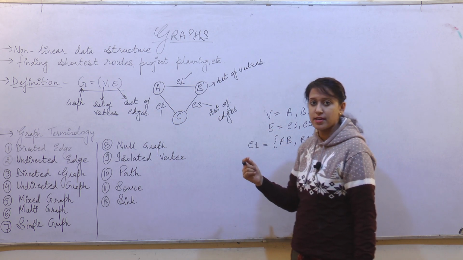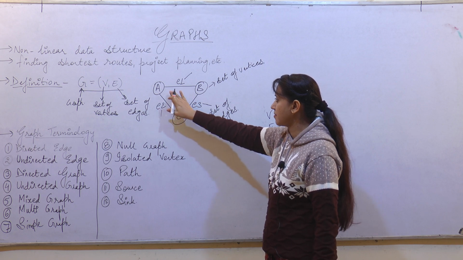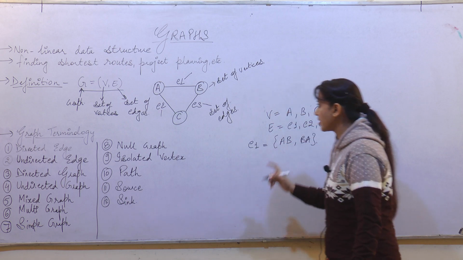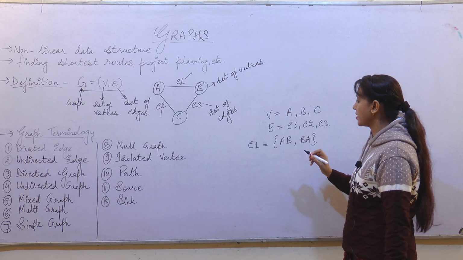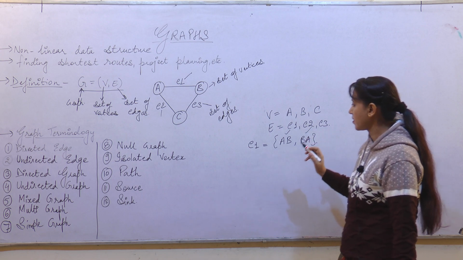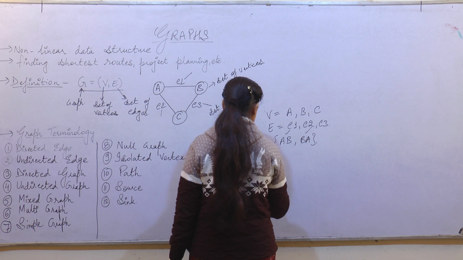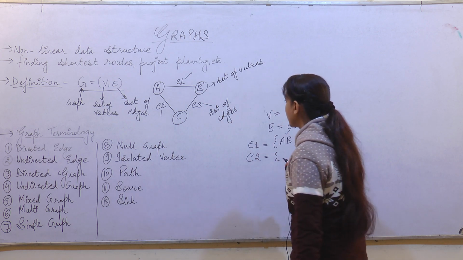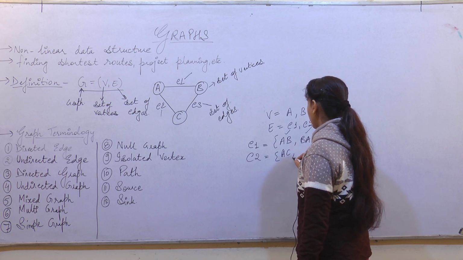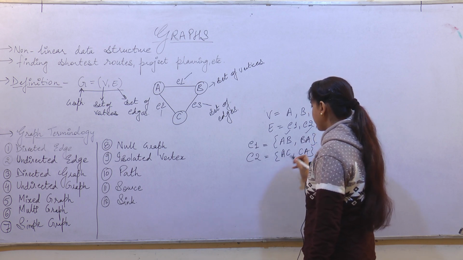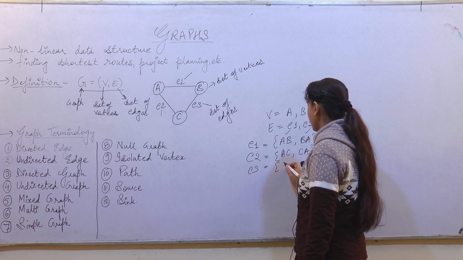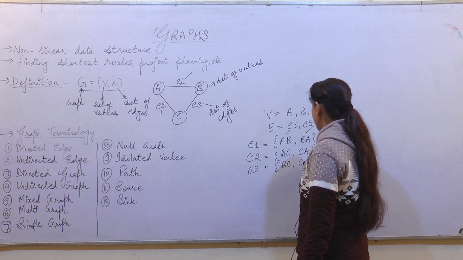Since we are not given any direction of the edge, that we are traveling from either A to B or B to A, so we can represent this edge in two ways, either from A to B or from B to A. Second edge E2 is connecting nodes AC or CA similarly, and the edge E3 is connecting the nodes BC or CB.